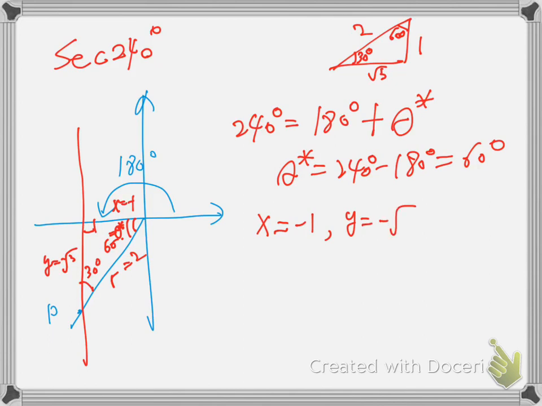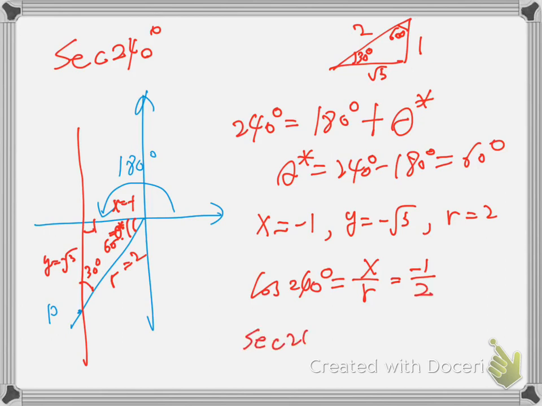y is negative radical 3, r is 2. Okay, r is 2. So now what is secant? Secant is related to cosine. So we find cosine and then flip it, you get secant, right? So cosine 240 is x over r, so it's negative 1 over 2. So now secant 240, you flip it, you get 2 over negative 1, which is negative 2. Okay, which is negative 2.